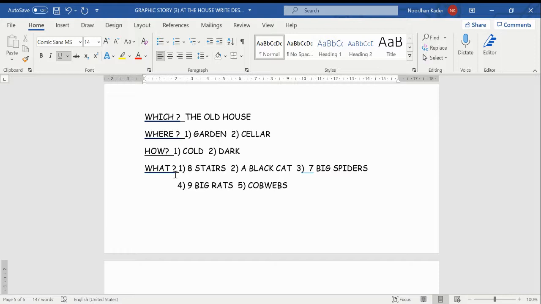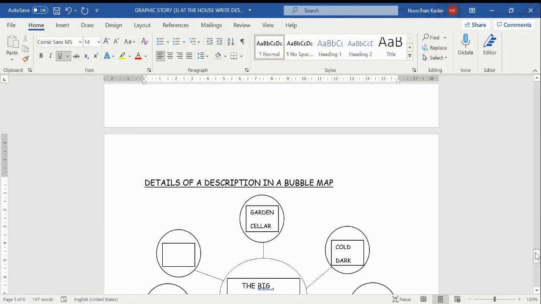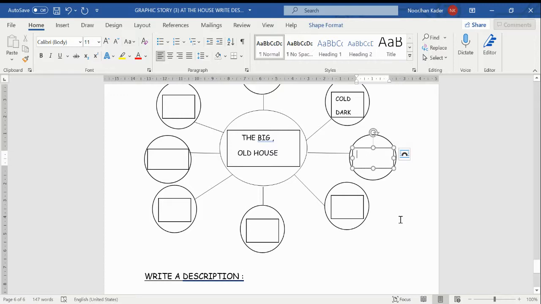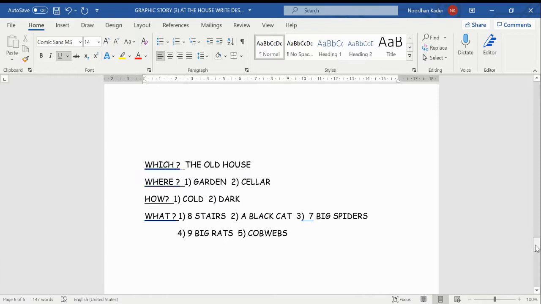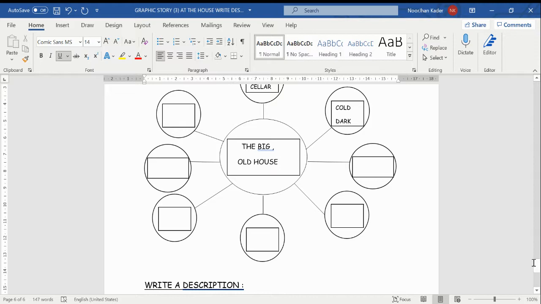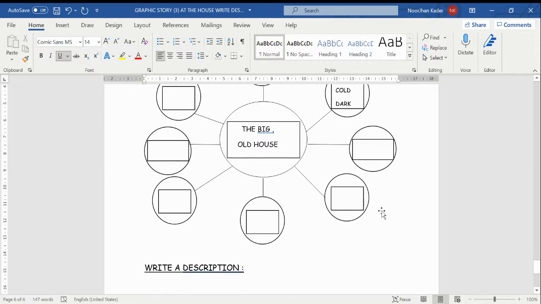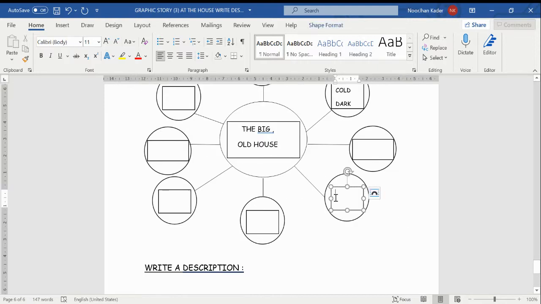Stairs, black cat, spiders, big rats, and cobwebs. So we will see whether it can all fit in here. Okay, let's check first. There are 5. Let's see whether there are 5 places here. 1, 2, 3, 4, 5, 6. Oh, there are 6. Okay, never mind. We will put one by one first. Okay, stairs. So we are going to answer the last question. What? Stairs.